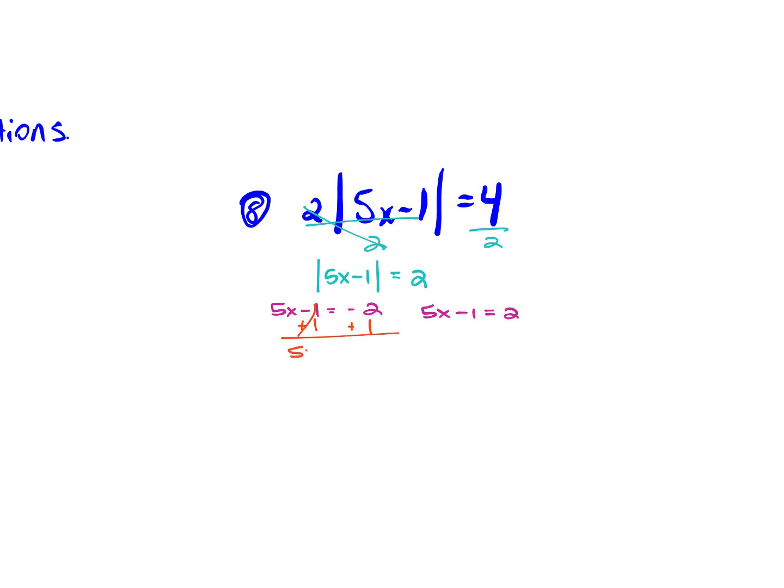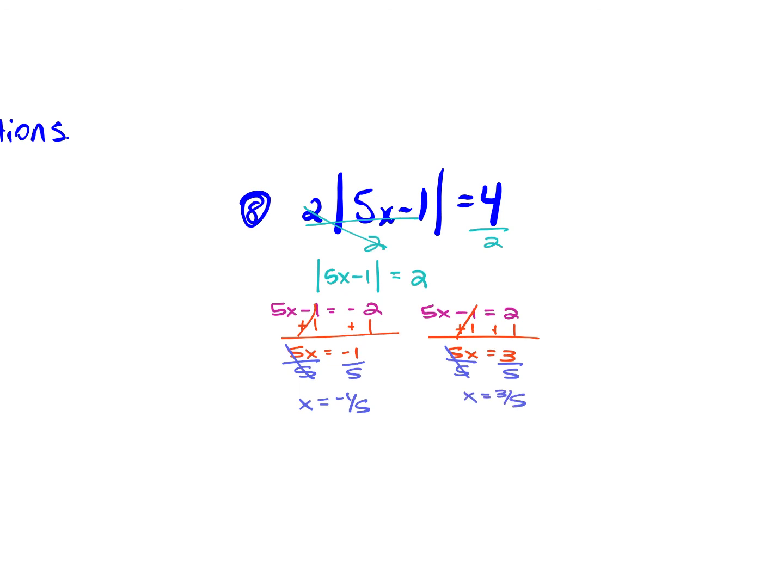For the one on the left, we're going to add the 1 to both sides. So you get 5x is equal to negative 1. Then divide each side by the 5. You get x is equal to negative 1/5. For the 5x minus 1 is equal to 2, add your 1 to both sides. You have 5x is equal to 3. Then divide each side by the 5. You get x is 3/5.